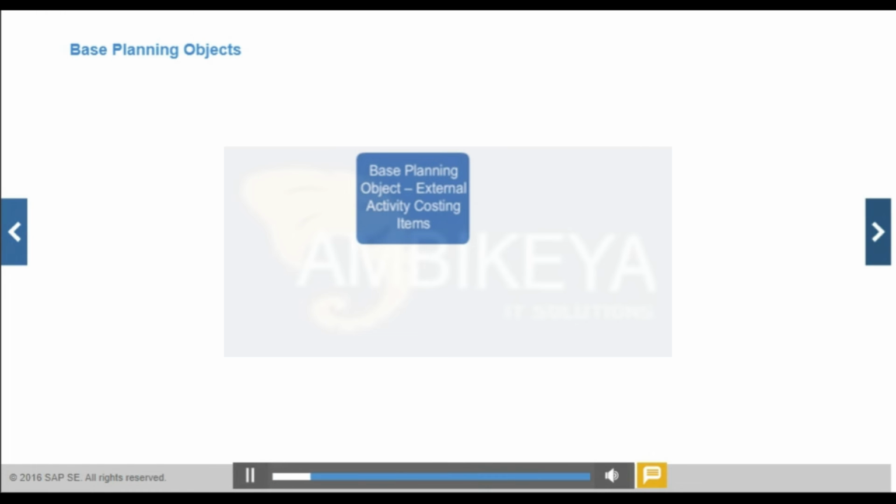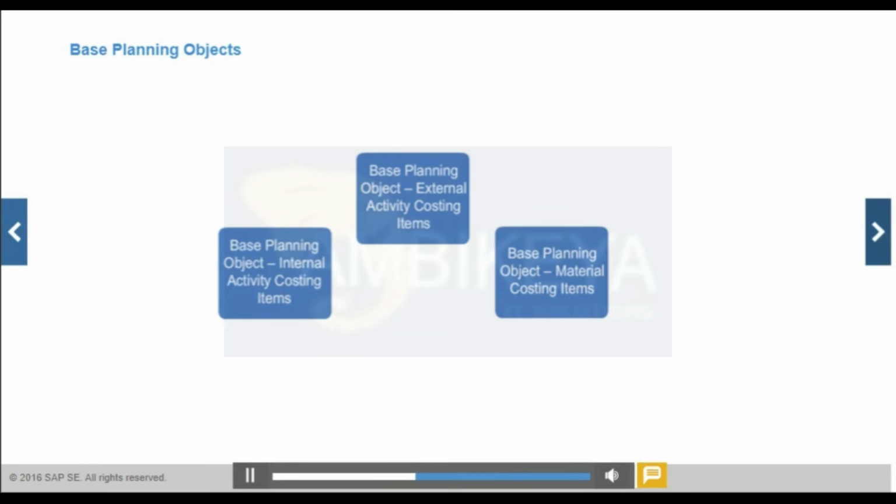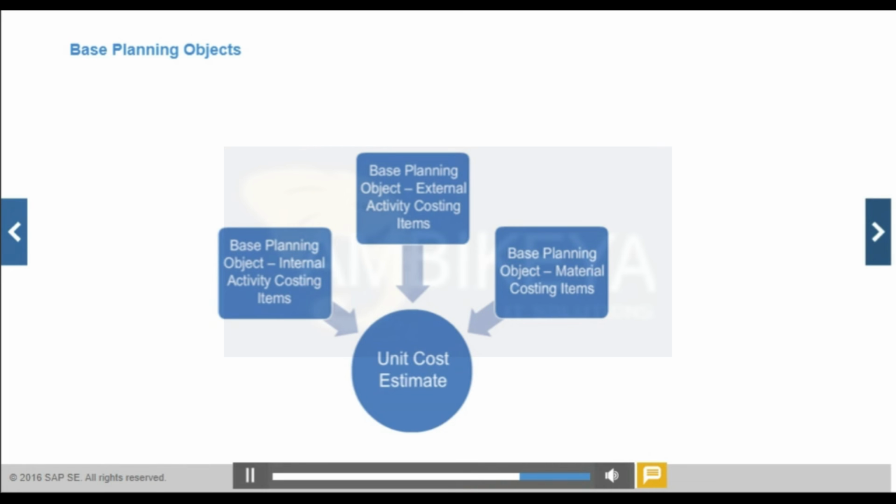Base planning objects consist of costing items that are commonly used together and are included as a group in many unit cost estimates. The costing items cover common or recurring costs that must be included in every cost estimate. You can copy base planning objects into your unit cost estimate instead of manually entering each costing item individually.